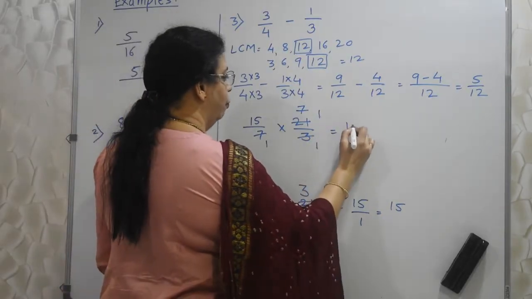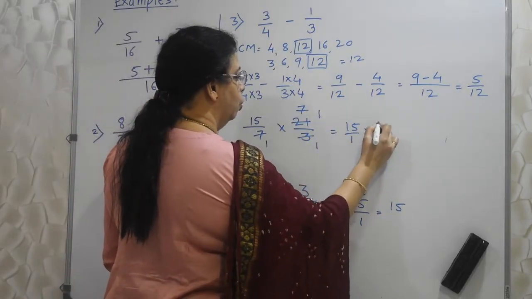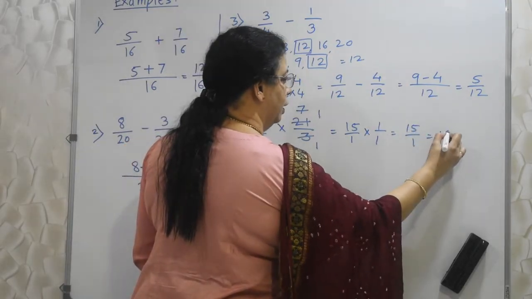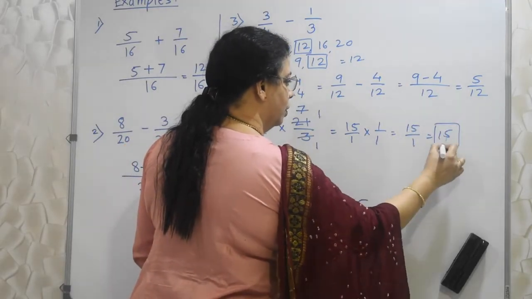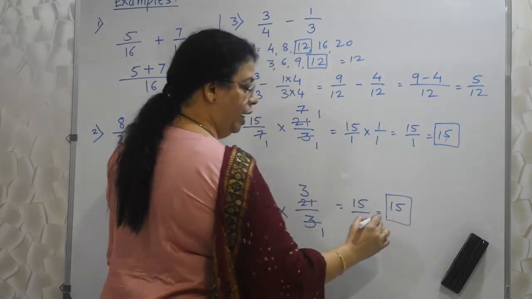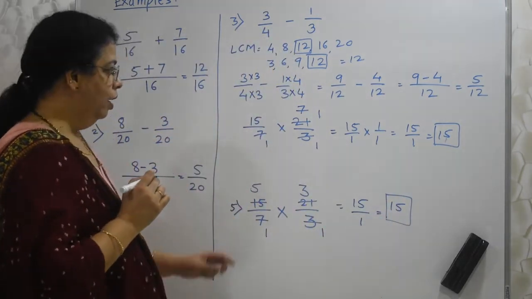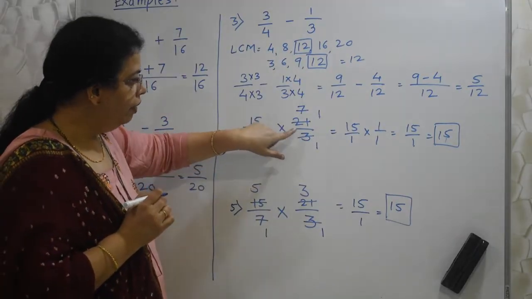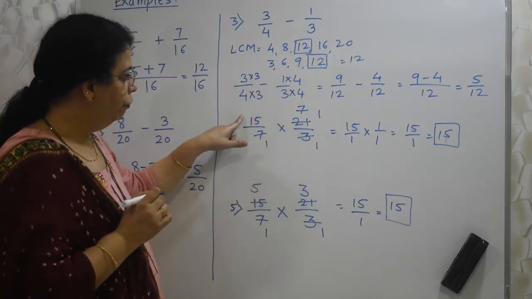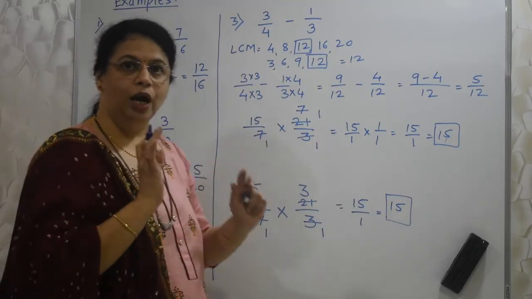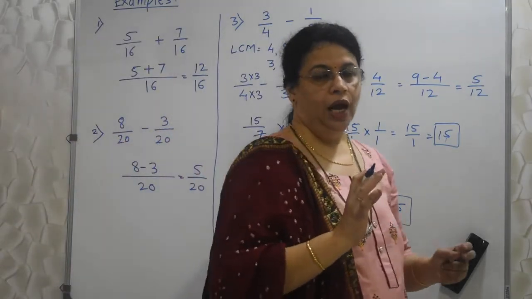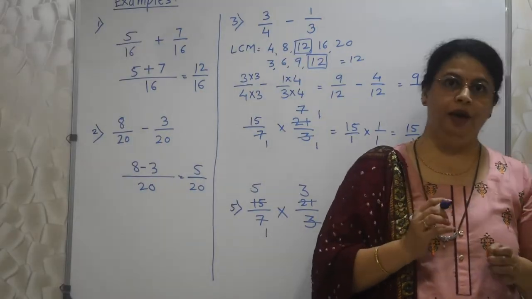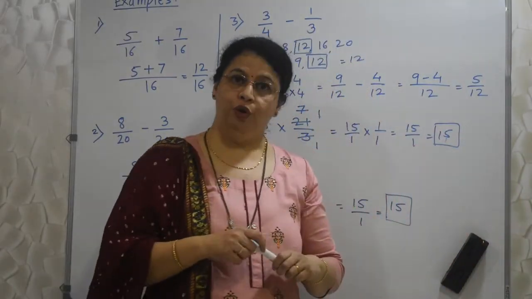What do we have now? 15 upon 1 into 1 upon 1. That is 15 upon 1. That is 15. See students, the answer won't change. Okay? Only thing is, even though you divide 21 by 3 first or 15 by 3 first, your answer won't change as long as you are following the divisibility test properly. Okay? Let us begin with few more examples.